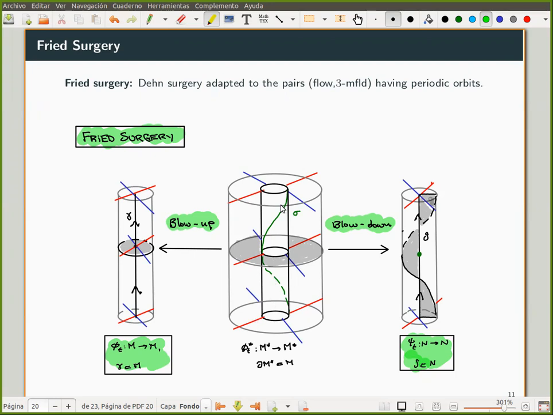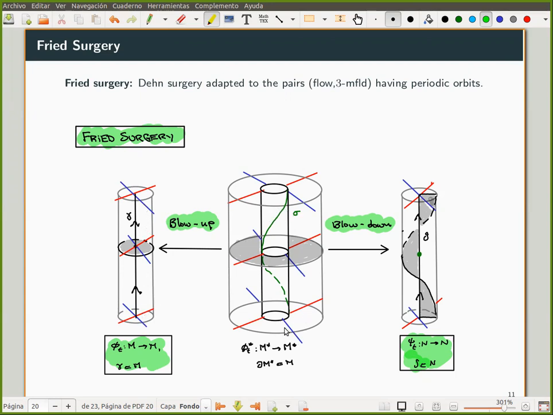Observe that near the boundary, this blow up operation is nothing but a circle bundle map from the boundary of M star onto gamma. And if we collapse here each meridian direction determined by this annulus here, collapsing these meridian directions produces the orbit gamma.